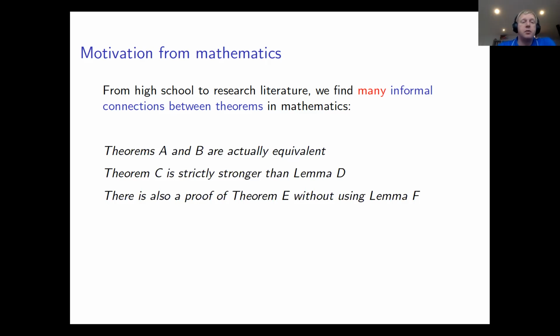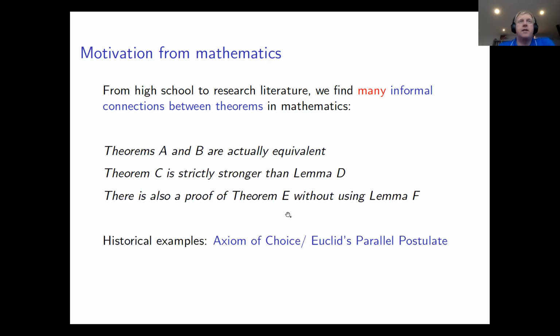There are definitely historical examples. The axiom of choice and Euclid's parallel postulate are obvious examples. Most mathematicians would at some point say, this can also be proved without the axiom of choice, or this is equivalent to the parallel postulate. So there are plenty of historical examples, but those are just examples.